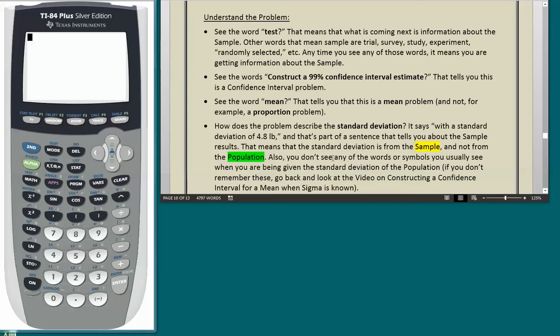Also, we don't see any of the words or symbols that we usually see when we are being given the standard deviation of the population. If you don't know what these are, go back and look at the video on constructing a confidence interval for a mean when sigma is known. So again, big picture here, we're not getting the population standard deviation, we're getting the sample standard deviation. That means sigma is unknown, and that means we're going to be using a t-interval. We'll get to that in a minute.